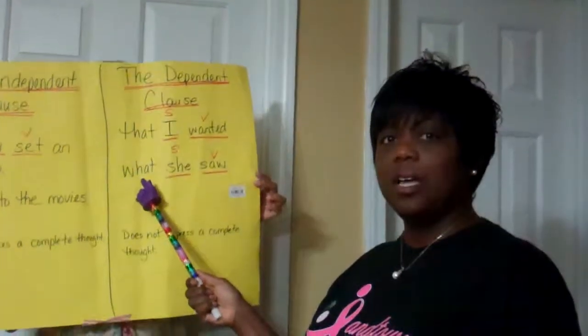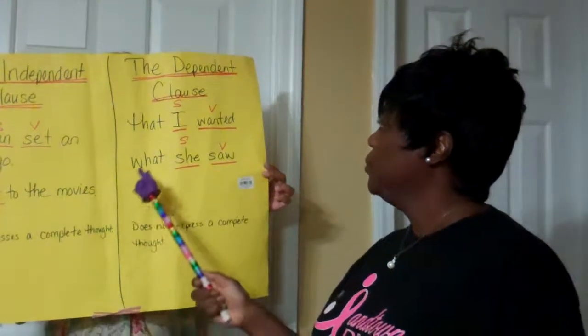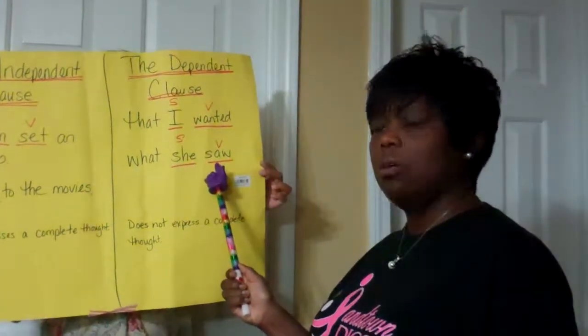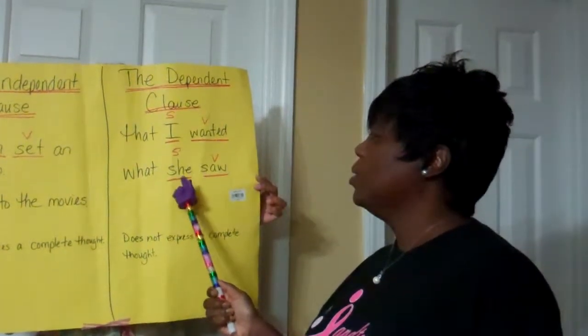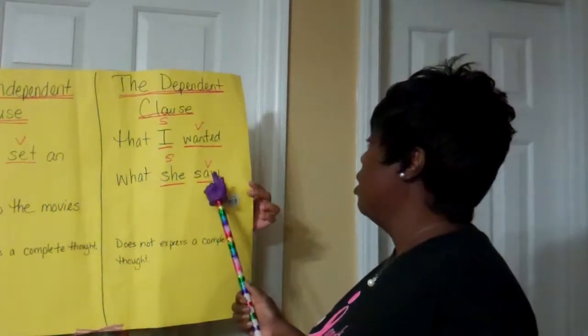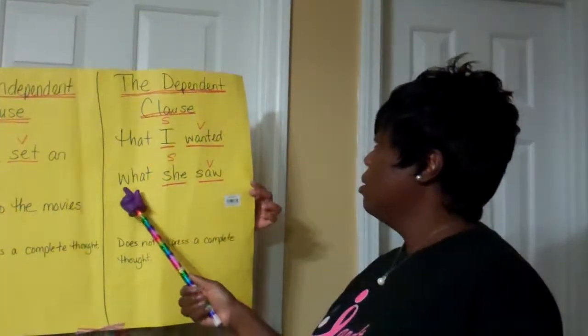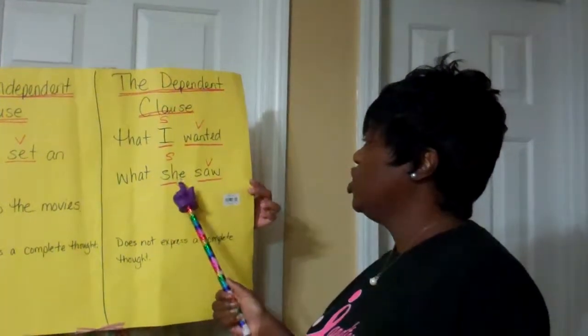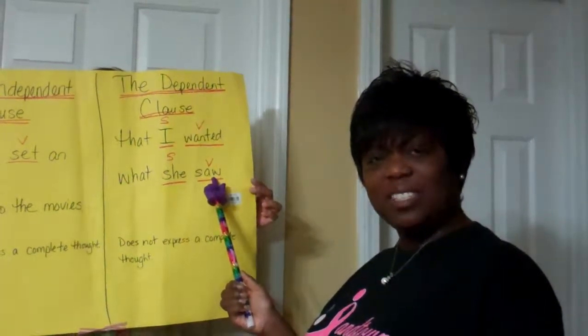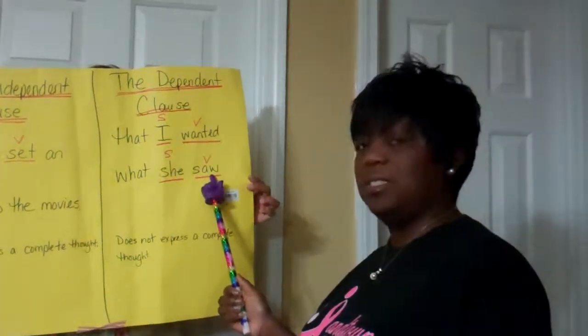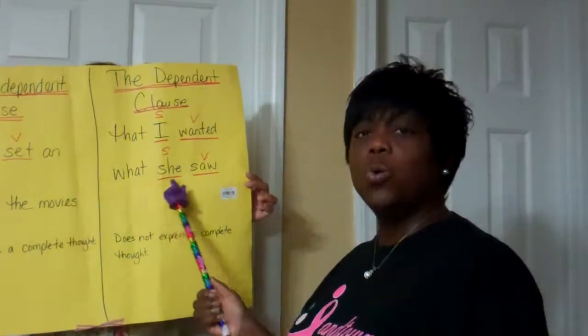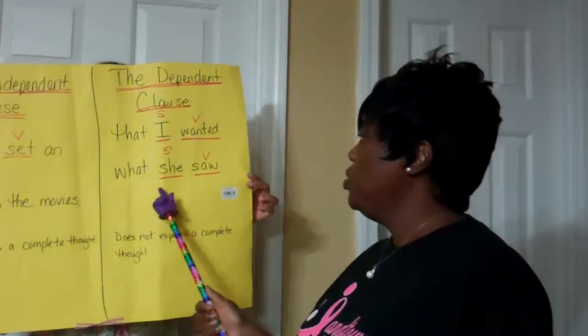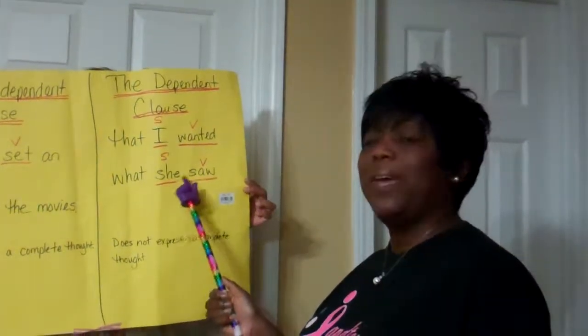Let us look at the second clause here. What she saw. Here we have our subject. Here we have our verb. Our dependent clause, what she saw. Does it make any sense? Does it express a complete thought? No, it does not. So we know that this is a dependent clause.